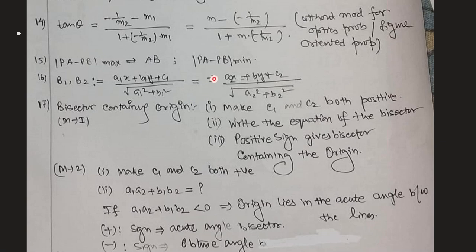The process is: take a1x + b1y + c1 = 0 and a2x + b2y + c2 = 0. First check whether c1 and c2 are both positive. If they are not, multiply by minus 1 to make them positive. Our first duty is to make c1 and c2 positive. Then our formula will be (a1x + b1y + c1) divided by root over (a1 square plus b1 square) equals plus minus the same for the second line. Among the two signs, if you choose the positive sign, you get the bisector that contains the origin.